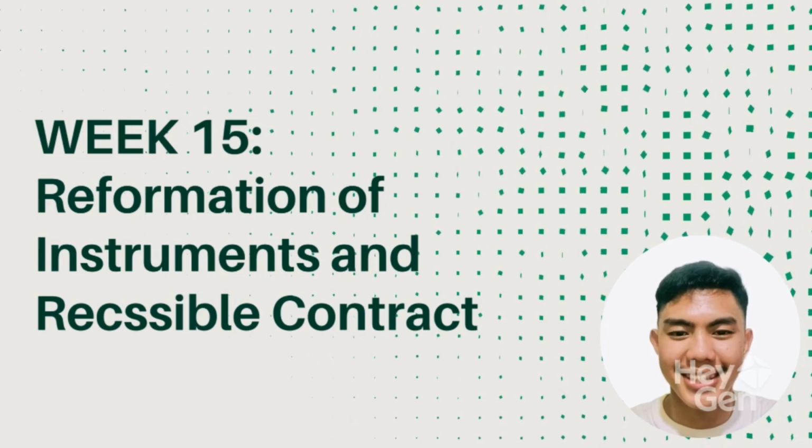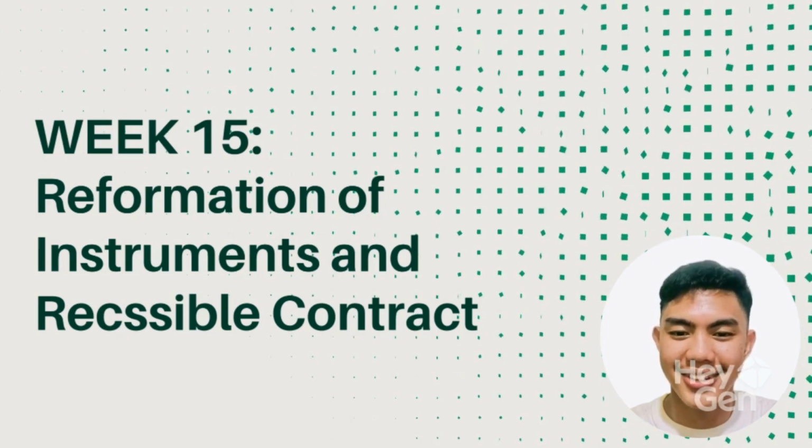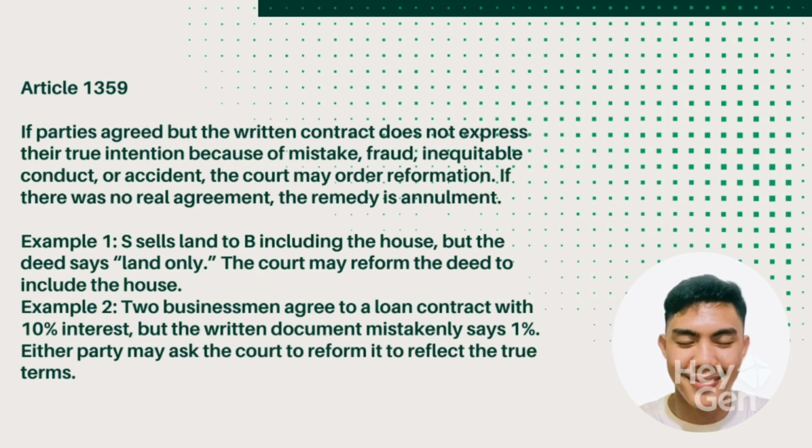Good day, we will be discussing Week 15, Reformation of Instruments and Rescissible Contracts. Article 1359, Reformation of Instruments. If parties agreed but the written contract does not express their true intention because of mistake, fraud, inequitable conduct, or accident, the court may order reformation. If there was no real agreement, the remedy is annulment.